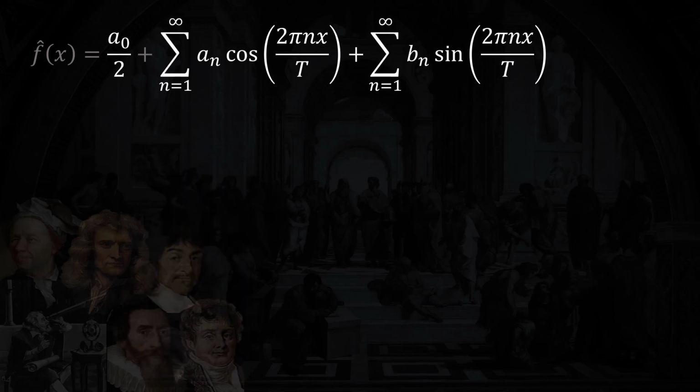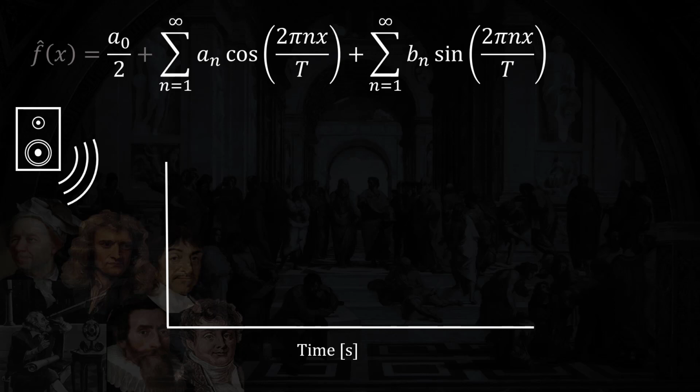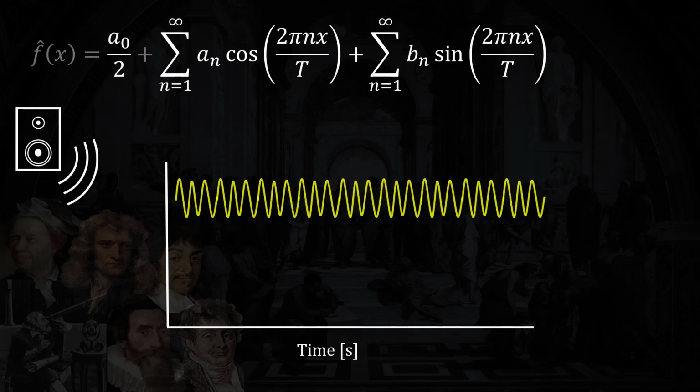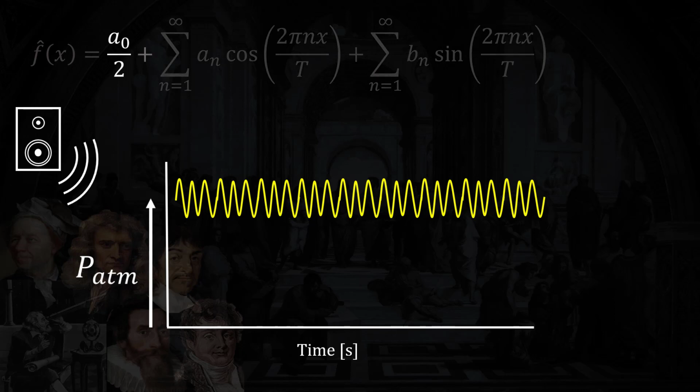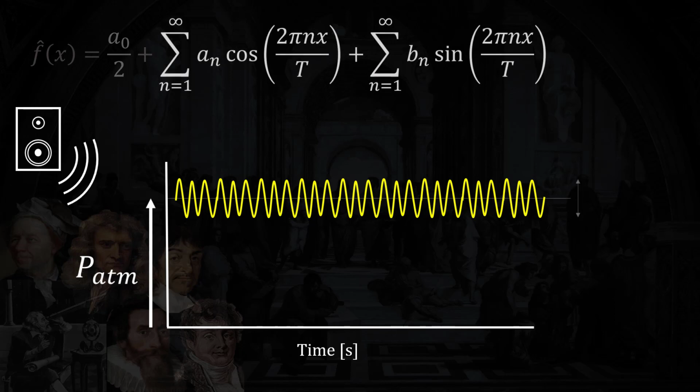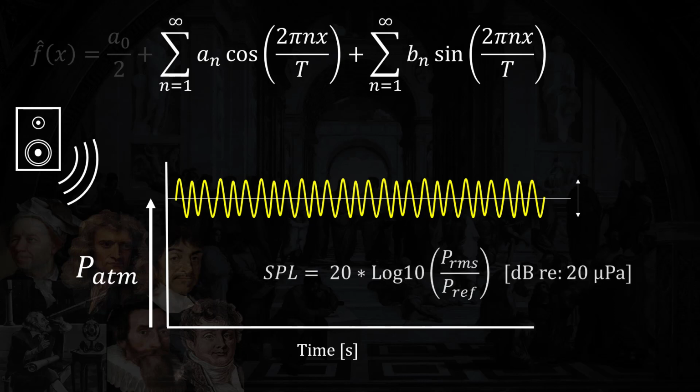The last example is sound. This speaker generates a sound, say at a certain frequency. Then the constant term represents the atmospheric pressure, and the fluctuating quantity is represented by the sine and cosine terms. This is precisely why calculating the sound pressure level, RMS pressure, is needed in the equation, because sound is the fluctuating quantity about the mean, that is the atmospheric pressure.